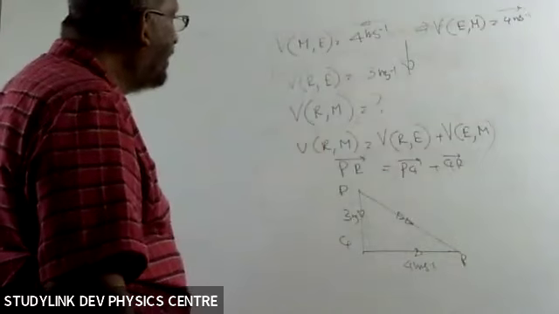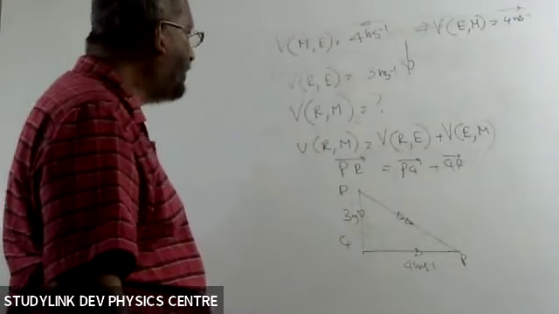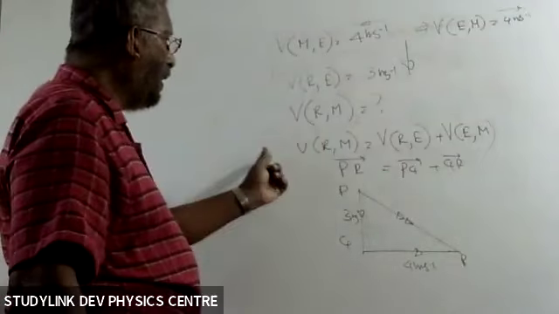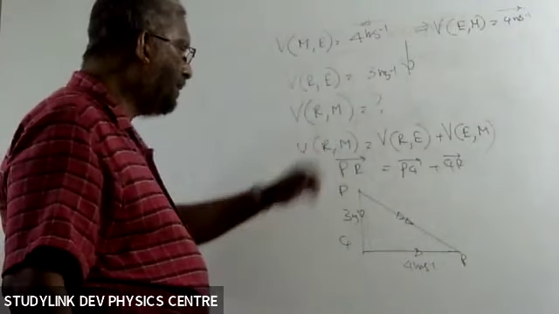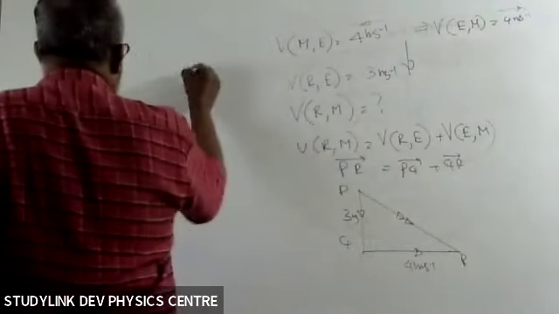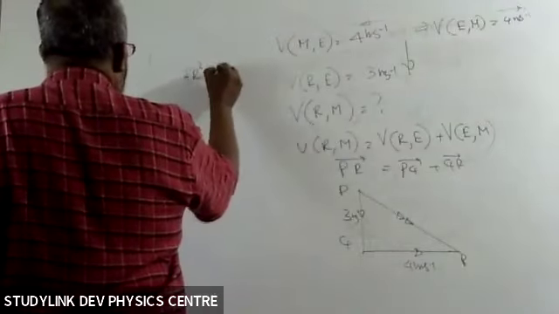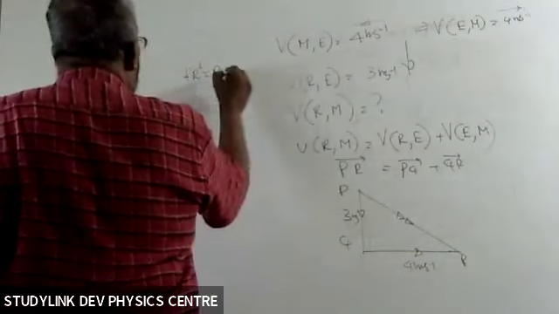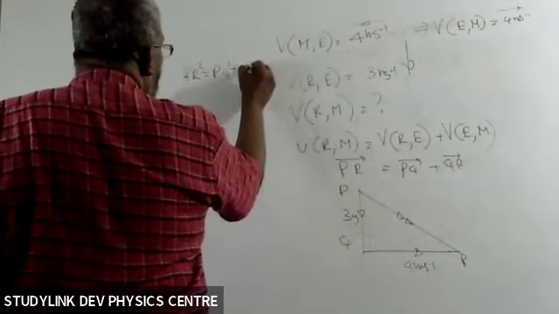Now what is PR? PR is Rn, the velocity of the rain relative to the man. Then we have to find PR square. PR square is equal, Pythagoras, we have to use PQ square plus QR square.